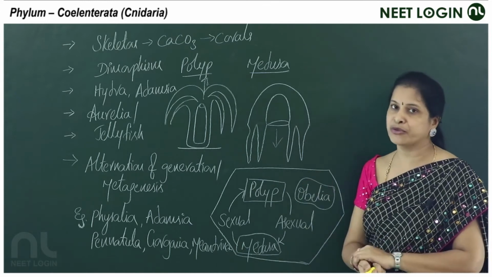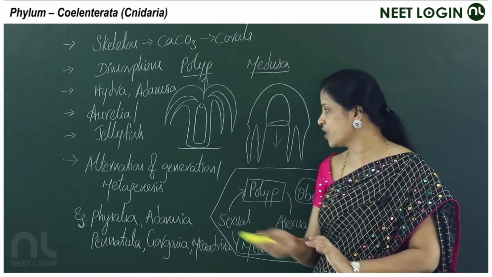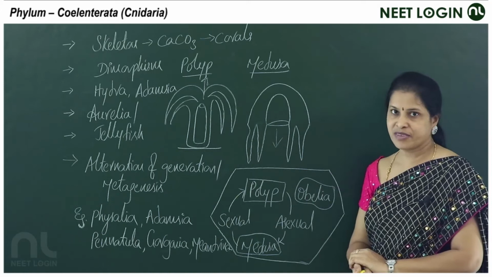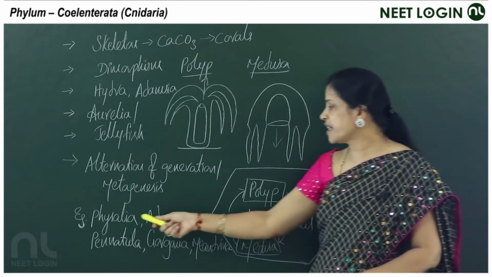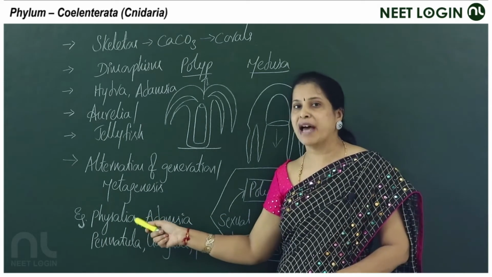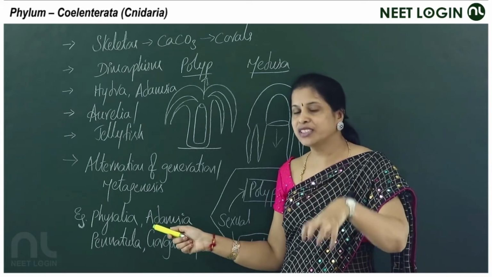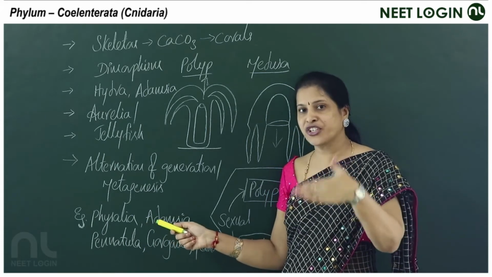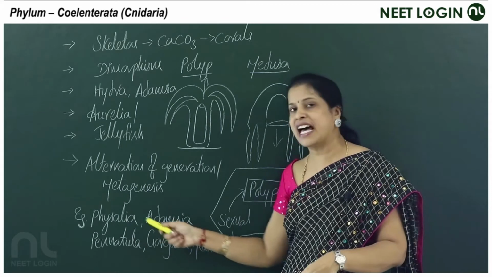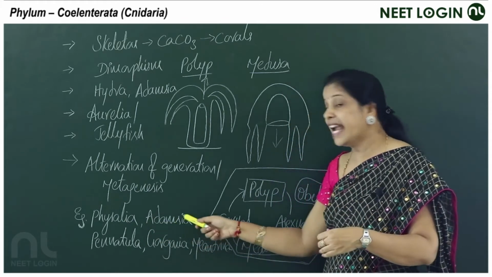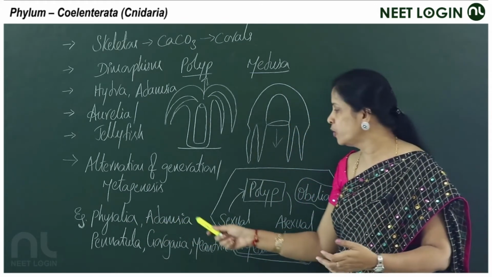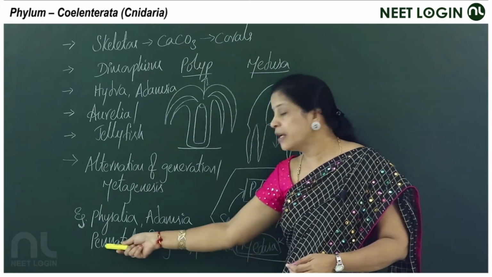Obelia is a good example for this alternation of generation or metagenesis. Examples: the Physalia, Portuguese man of war. The shape of this looks like a warship of Portuguese. Physalia, Portuguese man of war. Adamsia, the sea anemone, which is also the polypoid form.